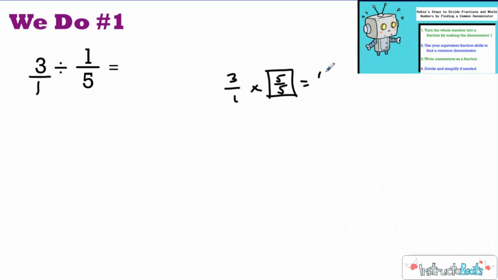5 over 5, and we're going to get 15/5. So I know that 3 over 1 is really equivalent to 15/5. Now I have my common denominator, right? I have a 5 in both my dividend and my divisor.